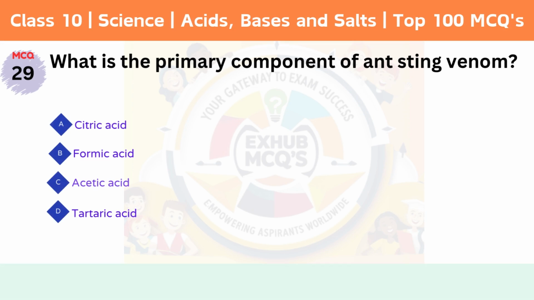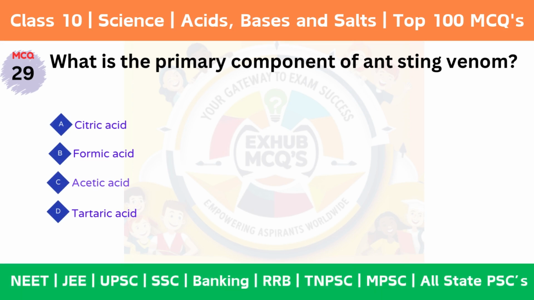MCQ 29. What is the primary component of ant sting venom? Option A, citric acid. Option B, formic acid. Option C, acetic acid. Option D, tartaric acid.